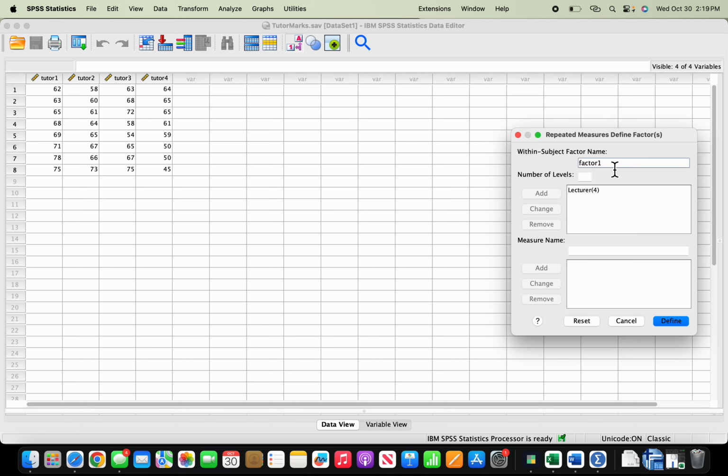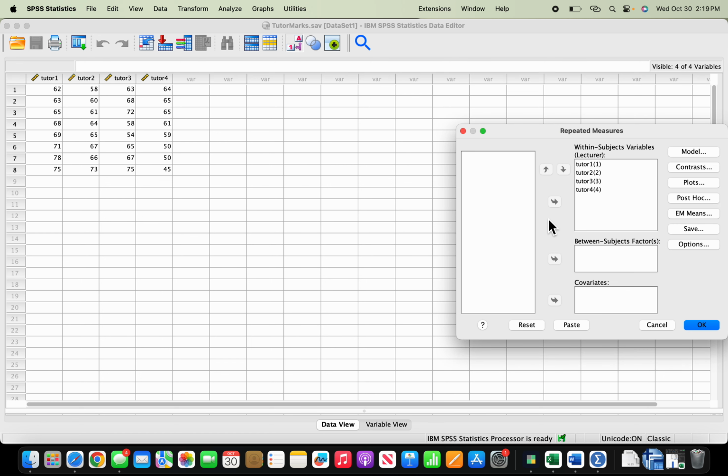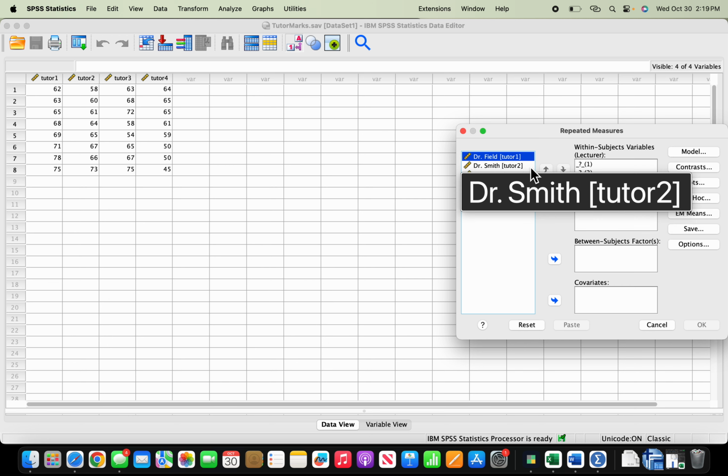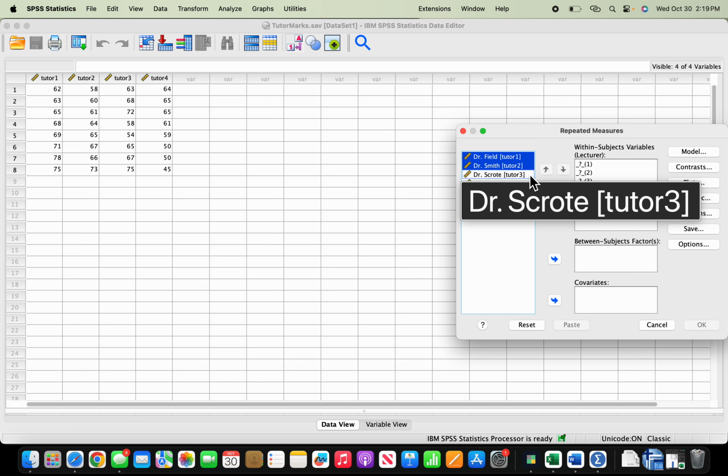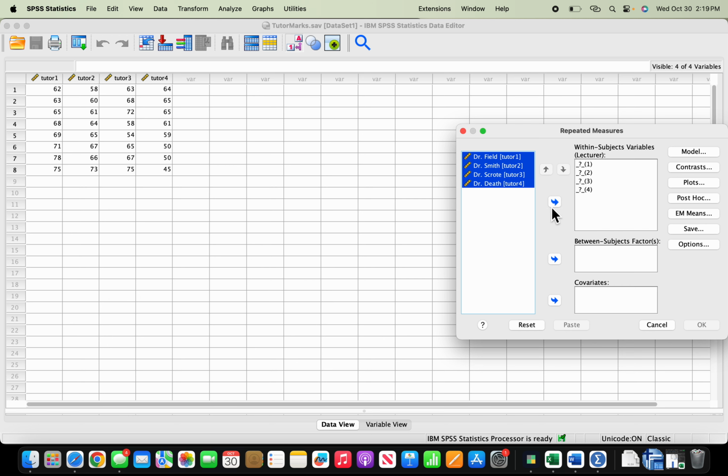Then from here, I put in lecture because on the actual file it says lecture, but you can do tutor, and then it says levels 4, and then you'll go to define. All of these would be over here, and you would select all of them in order and put them over to our within variable. And then we can't do post hoc because of how our data is set up.